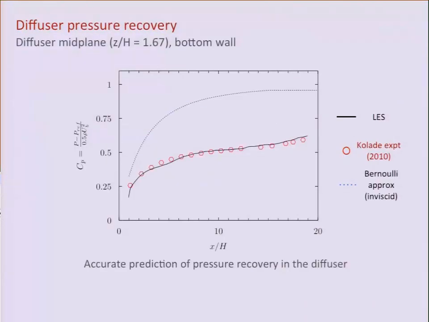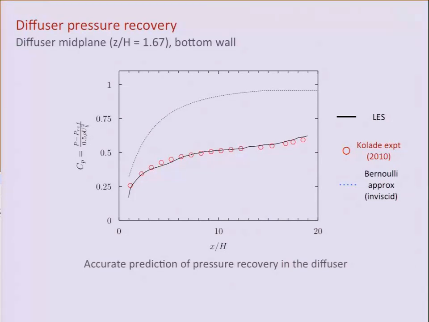As I mentioned, the primary quantity of interest for diffusers is to be able to capture what type of pressure rise you get as you march further downstream in the diffuser. So this is the pressure coefficient to describe that pressure rise. These red symbols are the experimental measurements in that midplane on the bottom wall.